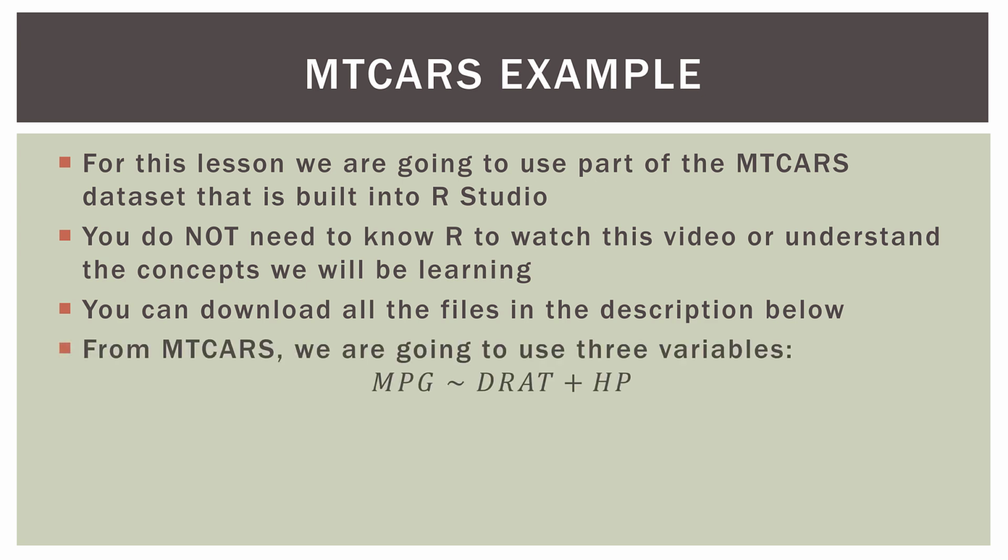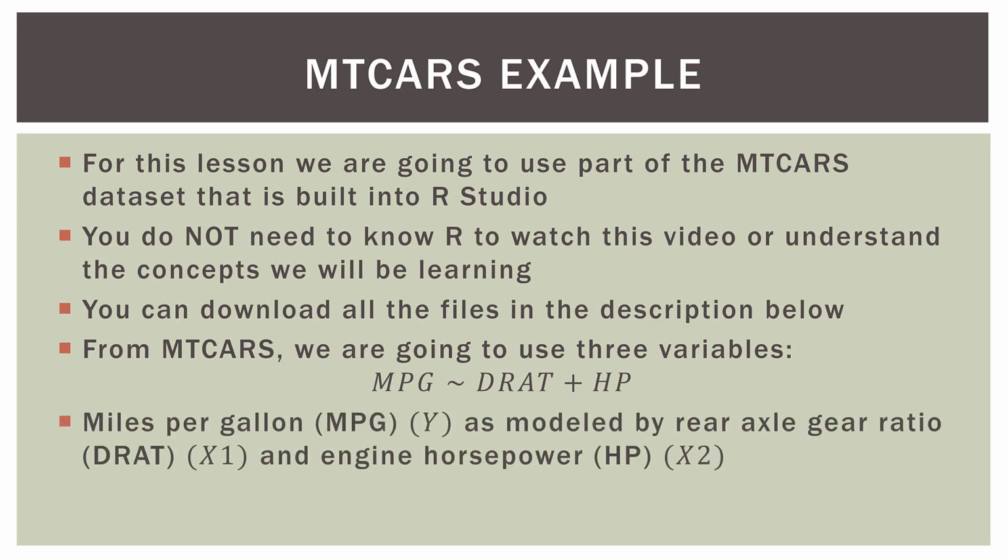So from MTCARS, we're going to use 3 variables. We're going to try to explain the variance in MPG using what's called, I'm going to call it DRAT, and HP. So miles per gallon, which is MPG, that's going to be our dependent variable Y, is modeled by rear axle gear ratio, which I'll explain in a minute. I'm going to call it DRAT for X1, and engine horsepower, which is HP, X2. So very quickly, I don't want to sound like James May from Top Gear or Grand Tour, which I love by the way, but horsepower is just the power of the car, so the engine horsepower.